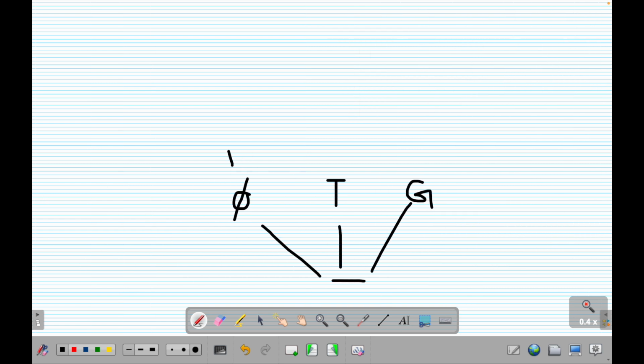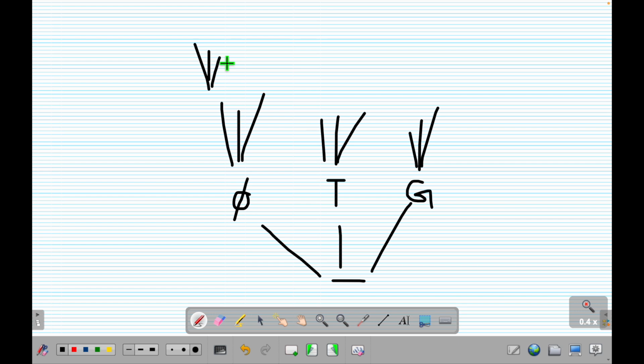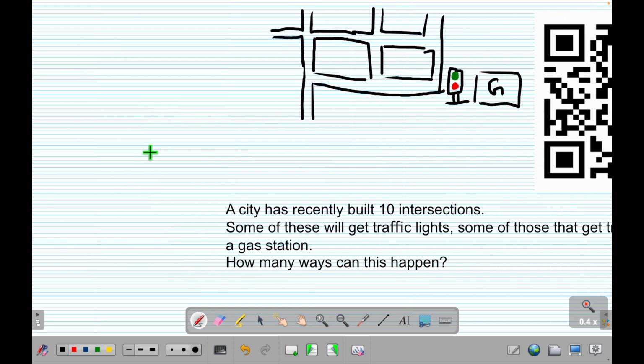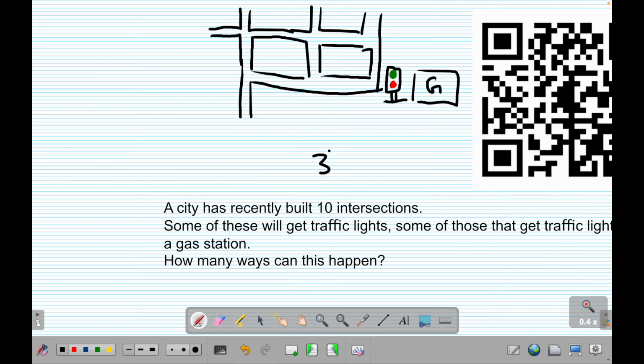So you branch this for the second intersection. So you branch this. Now you have the second intersection. You branch this again. You have the third intersection. So how many branches do we have? 3. How many times do we branch? 10 times. So the answer is 3 to the power 10. That's it.